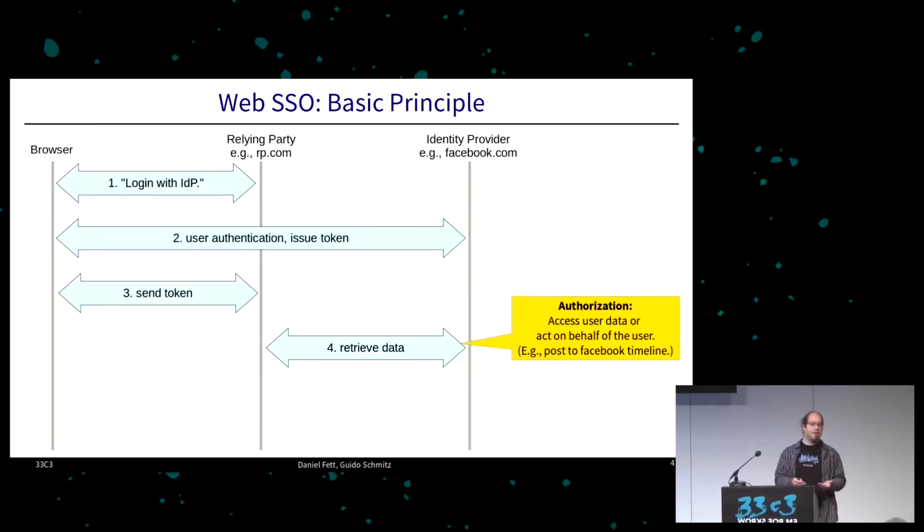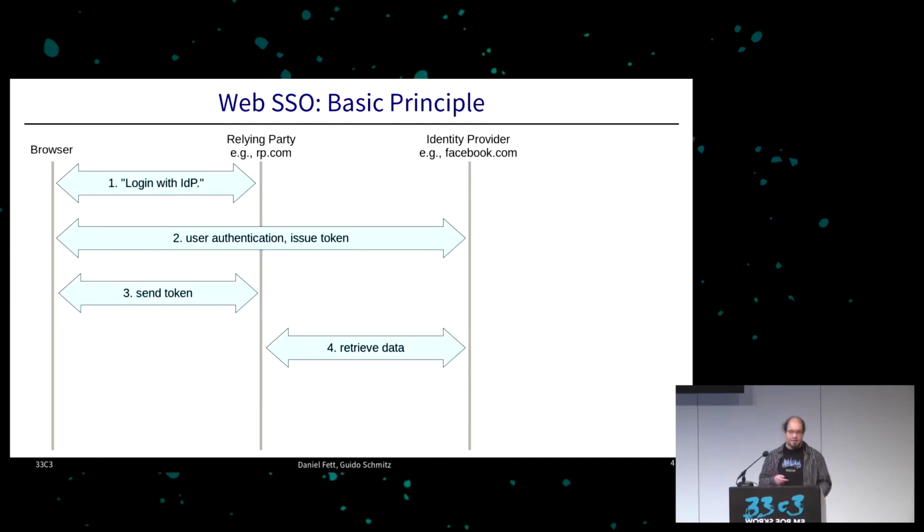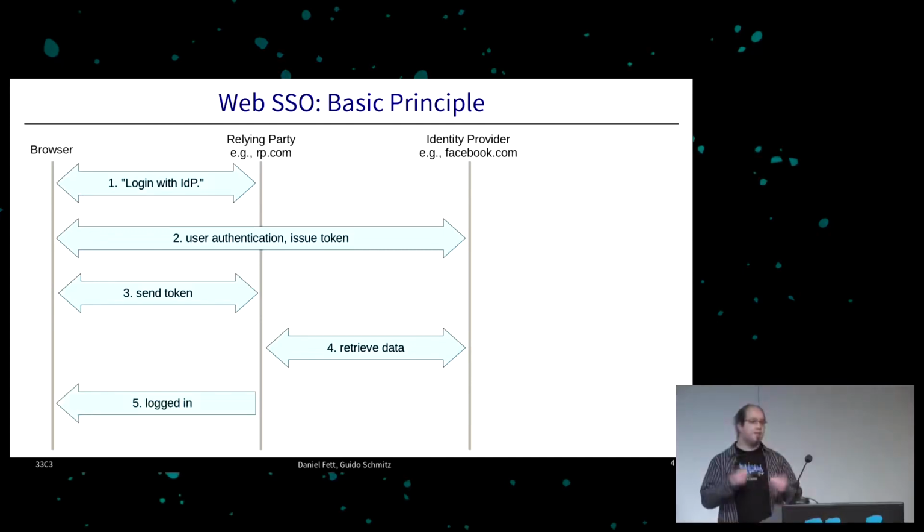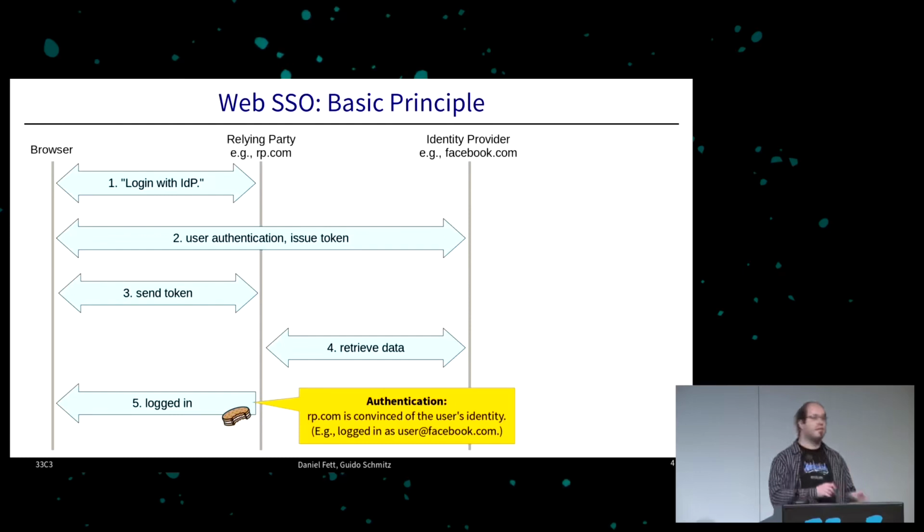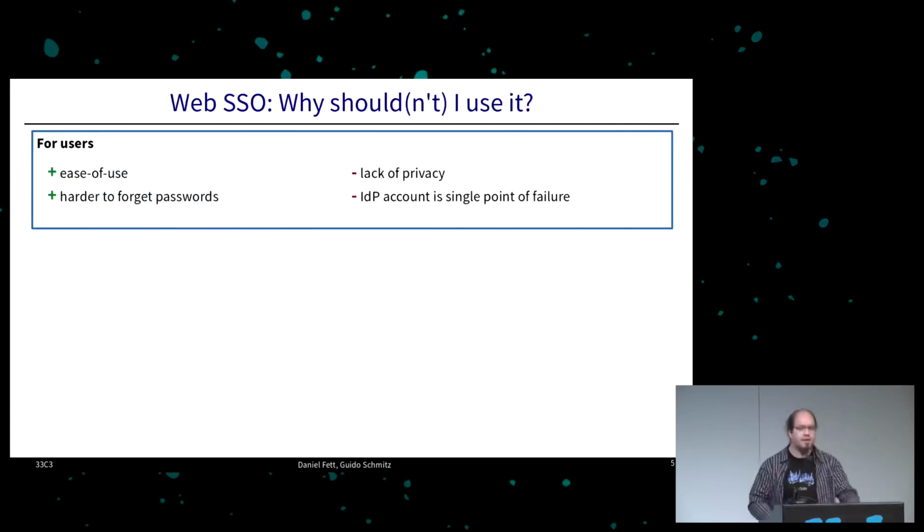For example, the relying party can use this token now to post on your Facebook timeline or reach out your friends list from Facebook. And the relying party can also retrieve some unique user identifier and then consider you to be logged in with that user identifier. And then this is authentication. And then the RP can set, for example, some session cookie and remember that this session belongs to this user. So this was the basic principle.